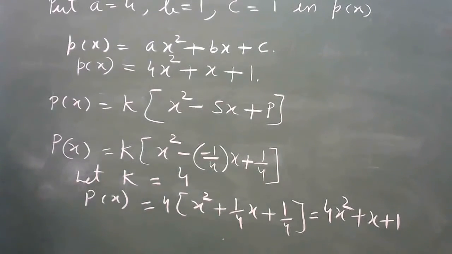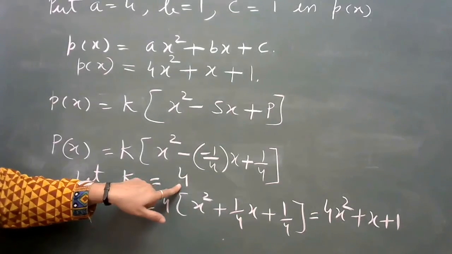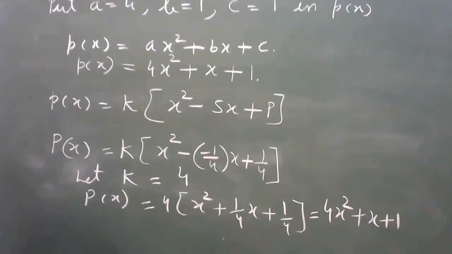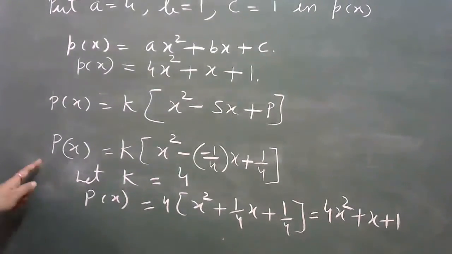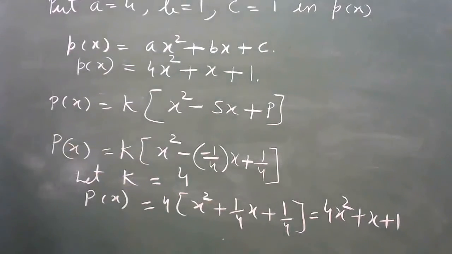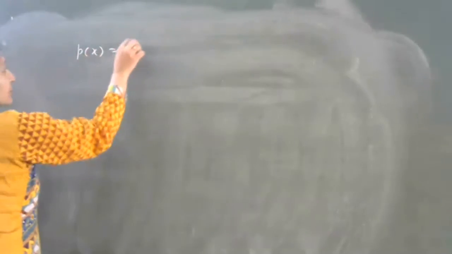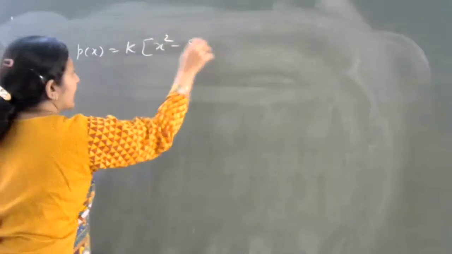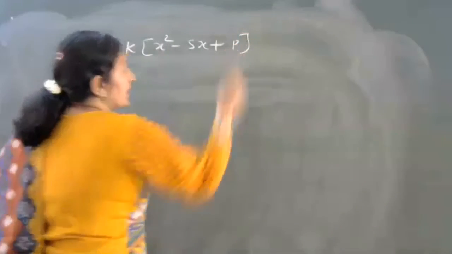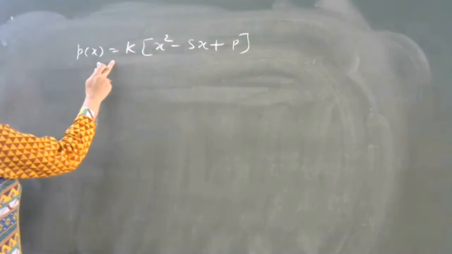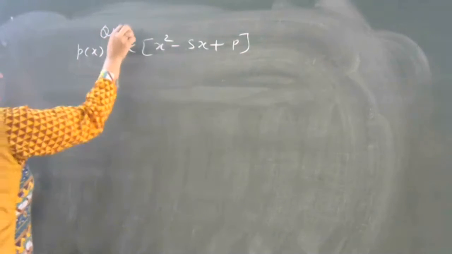Now it is not necessary that the value has to be 4; we can take any value. For all those values, the polynomial will be a true one. Whichever value you take, one of the polynomials is 4x square plus x plus 1. For a quadratic polynomial, we write P(x) is equal to k into x square minus sx plus p. You can use any value of k.